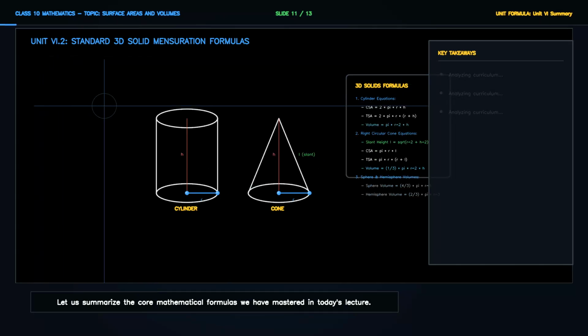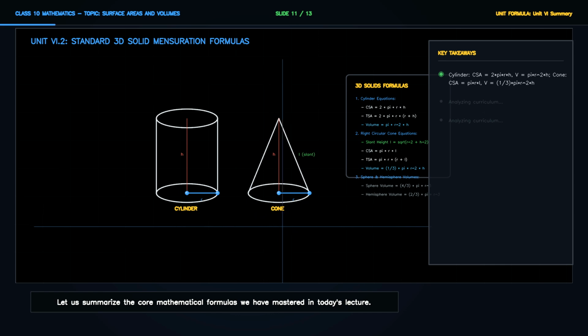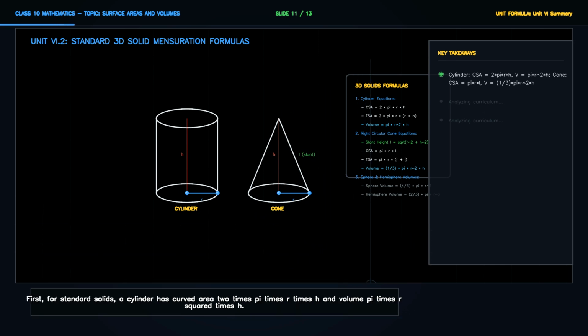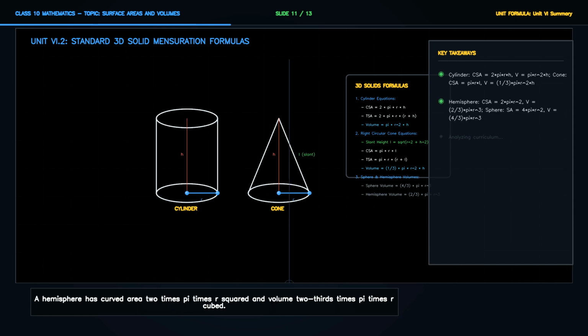Let us summarize the core mathematical formulas we have mastered in today's lecture. First, for standard solids, a cylinder has curved area 2 times pi times r times h and volume pi times r squared times h. A cone has curved area pi times r times L and volume 1/3 times pi times r squared times h. A hemisphere has curved area 2 times pi times r squared and volume 2/3 times pi times r cubed.